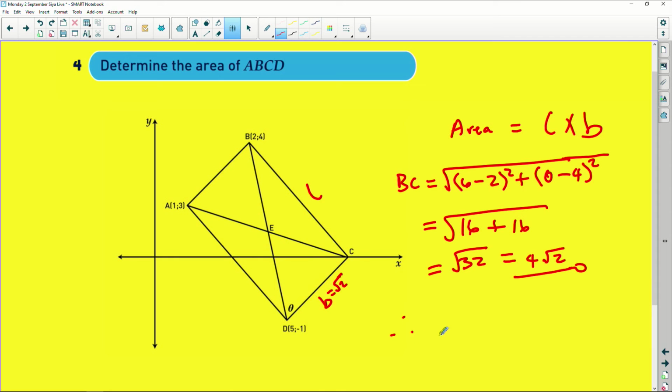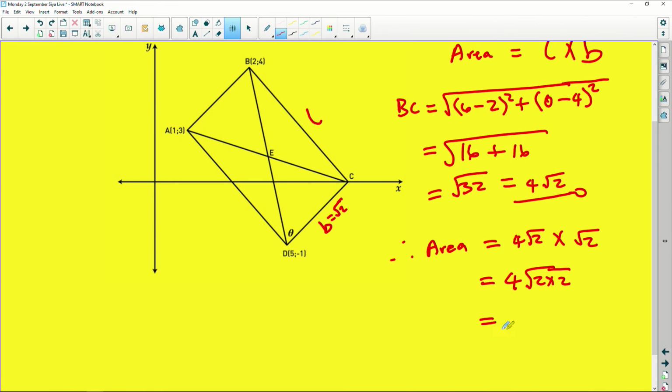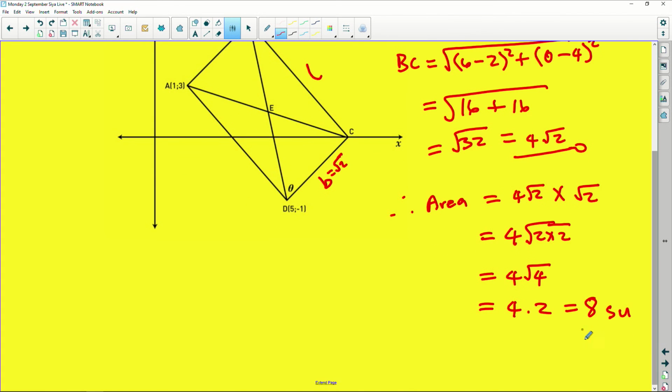And therefore, the area will then be equal to length, we said it's 4 root 2, multiplied by the square root of 2. And this will be equal to 4 square root of 2 multiplied by 2, which is the same as 4 square root of 4. And therefore, it's going to be 4 multiplied by 2, which is equal to 8 square units. So I'll just say SU. So that's what I have there.